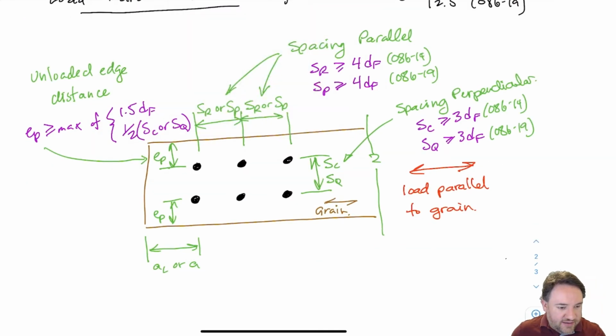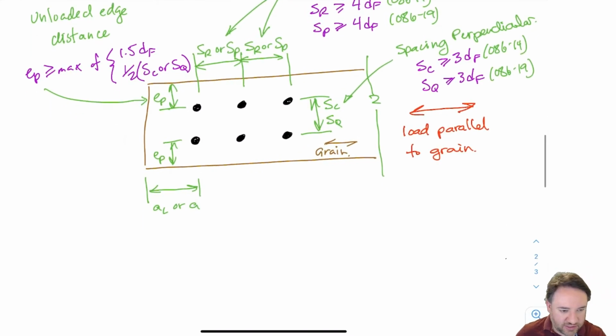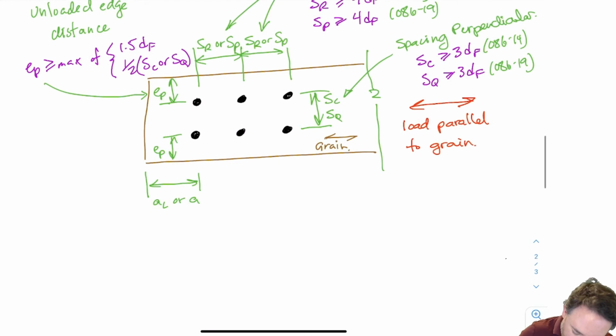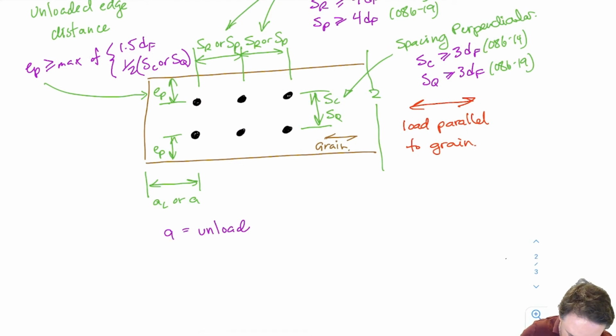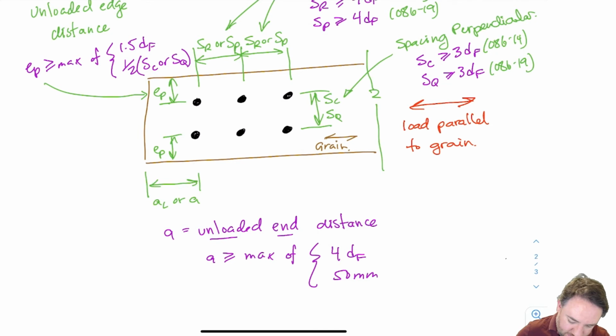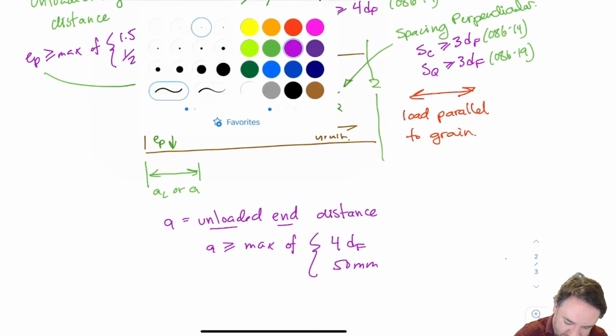Okay, and then the last one, this is the end distance, and whether it's loaded or unloaded end depends on which way the load is going. So it's not AL or A because of a difference between 08614 or 08619. It's because AL is the loaded end distance and A is the unloaded end distance. And remember we had some of the same parameters for nailed connections, at least under 08619, where they changed the nail convention variable names so that they matched up better with these ones. Okay, so A. A is the unloaded end distance.